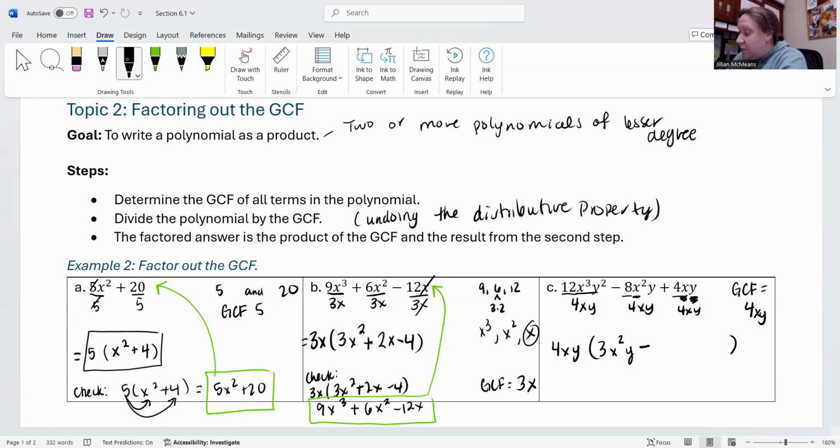Now, negative 8 divided by 4 is negative 2. X squared divided by x is x. Y divided by y, well, those y's, we say they cancel, but really it just divides to be 1. So negative 2x times 1 is just negative 2x.